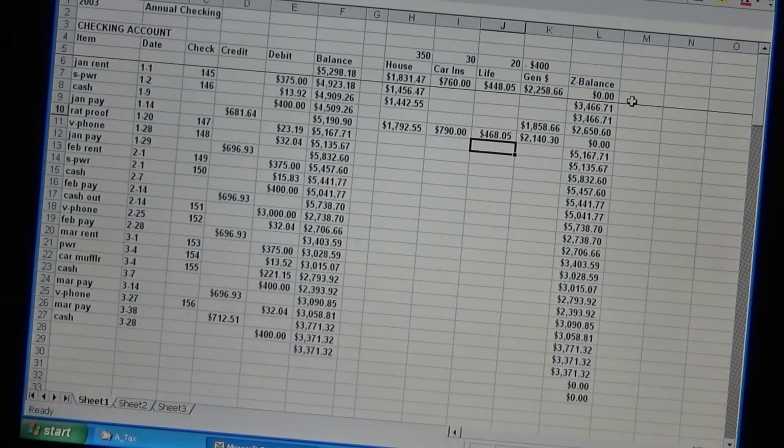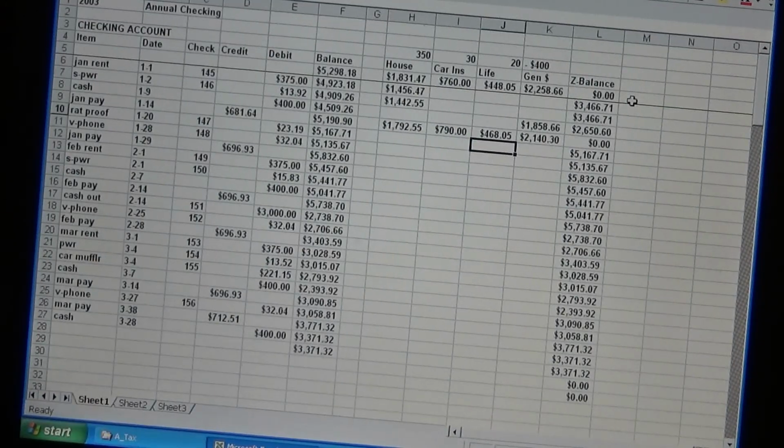Because way in 2003, you actually went down to the power company and you paid your power bill. You went to the water company, you paid your water bill.